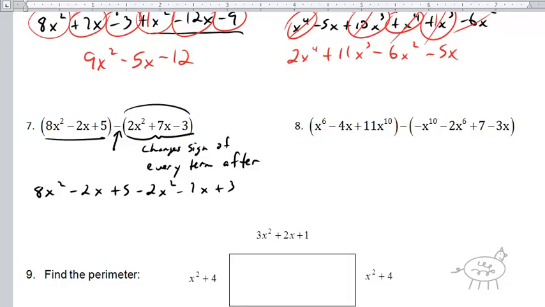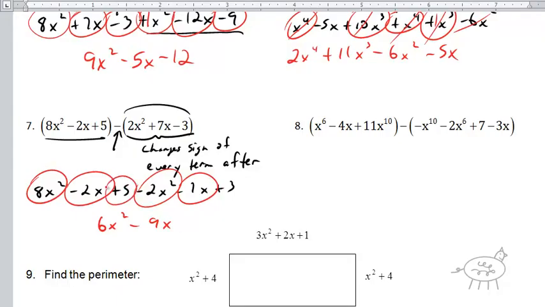All right, and then I combine like terms. 8x squared minus 2x squared is 6x squared. Negative 2x minus 7x is negative 9x. All right, and then 5 plus 3 is 8. And that's your answer. Okay, not bad.